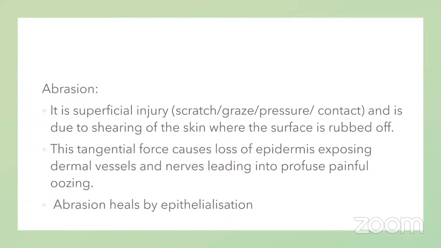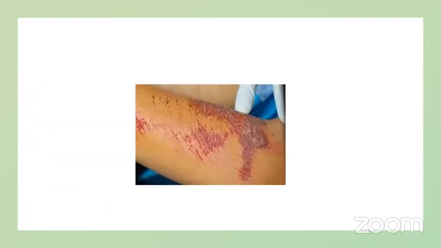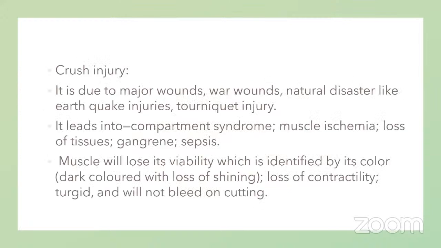Abrasion, we know, is a very superficial injury due to shearing of the skin where the surface has rubbed off. Then the tangential force causes loss of epidermis, and dermal vessels and nerves will be exposed, and that will lead to profuse painful oozing. Then abrasion heals by epithelialization. This is abrasion.